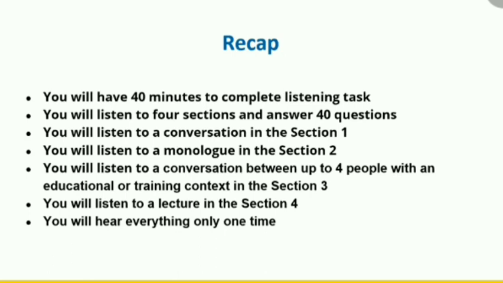And remember, most importantly, that you'll hear everything only one time, so you have to make sure you are paying attention, taking notes, circling your keywords, and staying focused.